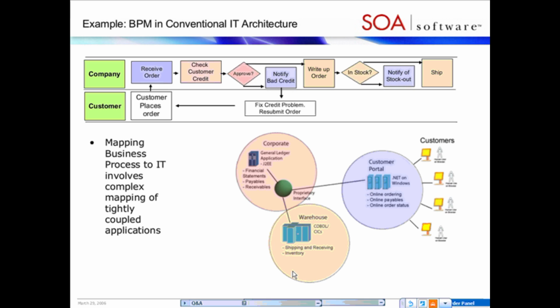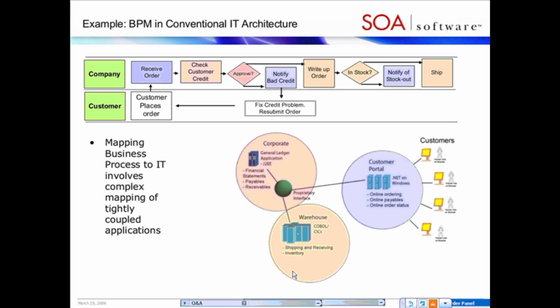But if you look at the business process on the top, it's a two-company dance where the customer places an order, the company receives the order, and they check the credit. If the credit's okay, they write up the order and check if it's in stock. If it's in stock, they ship it. I've tried to color code this: the beige squares match the beige circle for the warehouse systems, the violet squares match the violet customer portal application, and the pink squares match the pink corporate general ledger system. So you have three sets of systems involved in this business process. This is a situation that works, but it's hard to change.